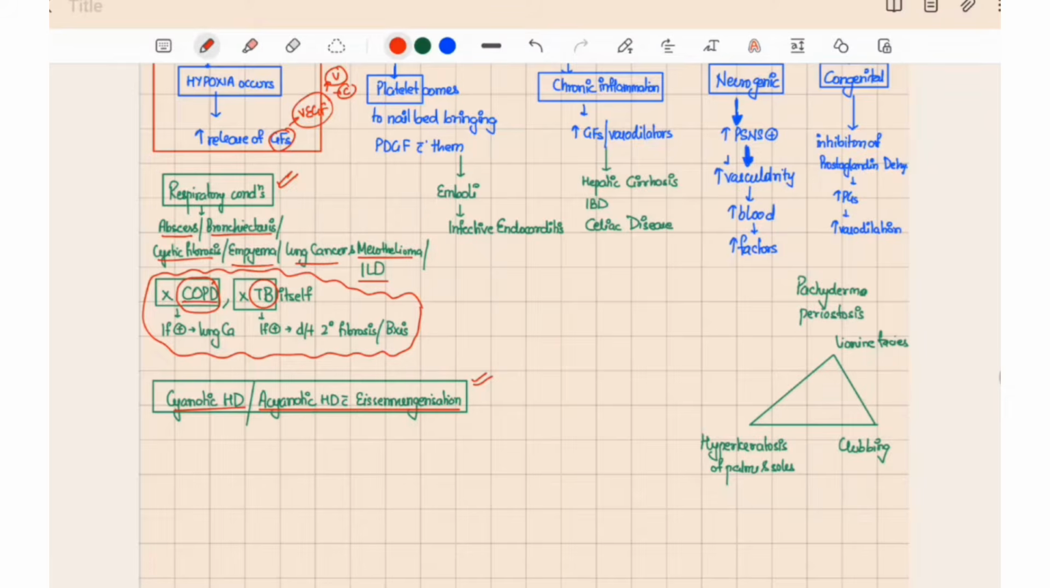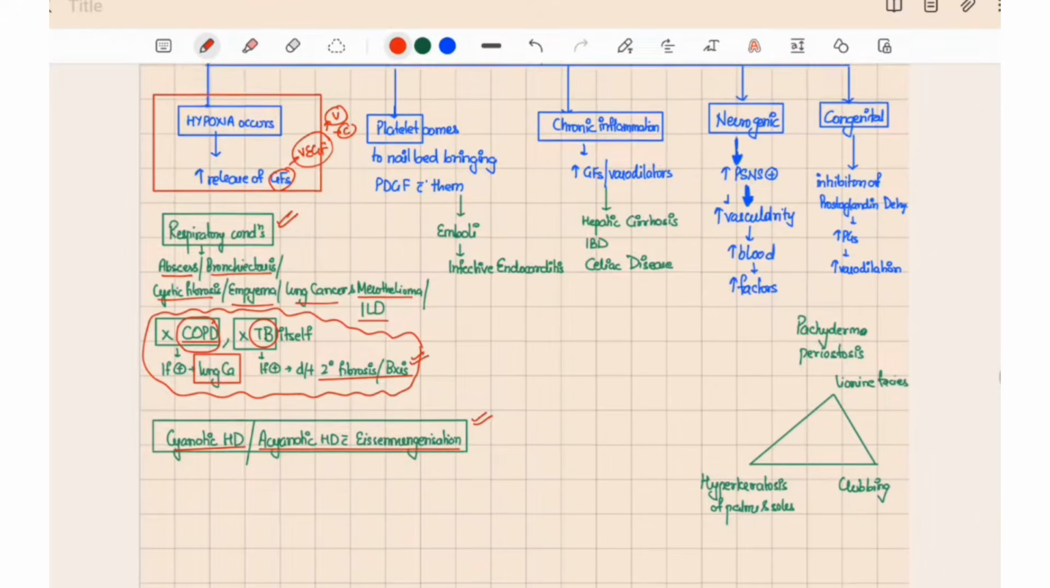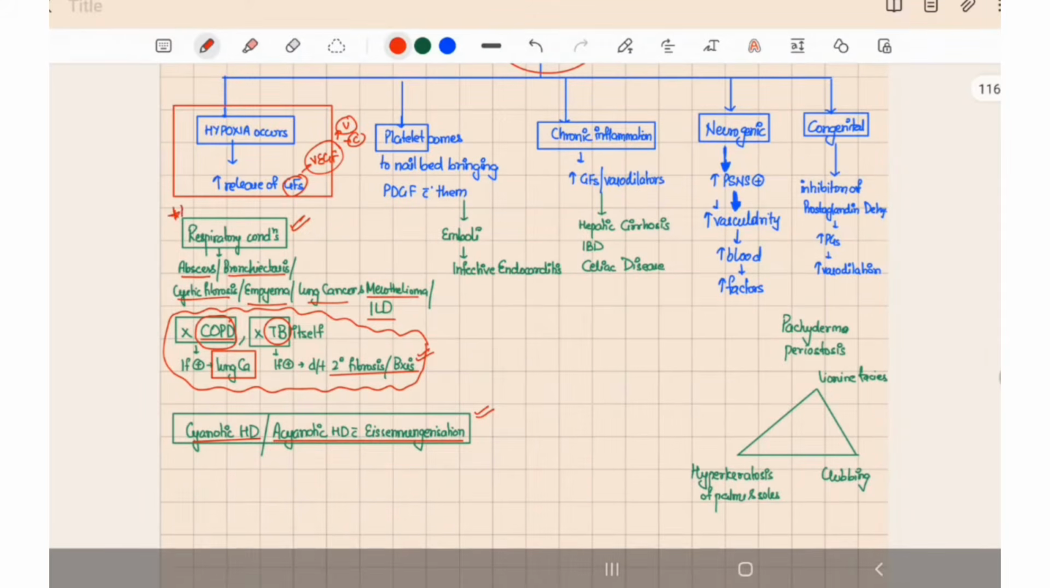In case of COPD, if you are getting clubbing, then it is suggestive of an underlying lung cancer, whereas in case of tuberculosis, if you get clubbing, it is probably due to secondary fibrosis or bronchiectasis. So these are the most important causes of clubbing.